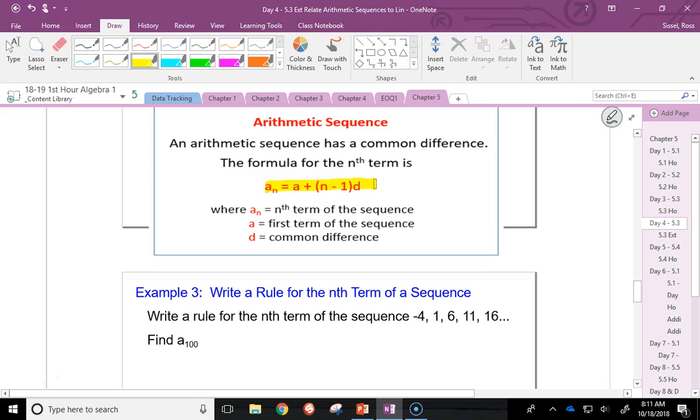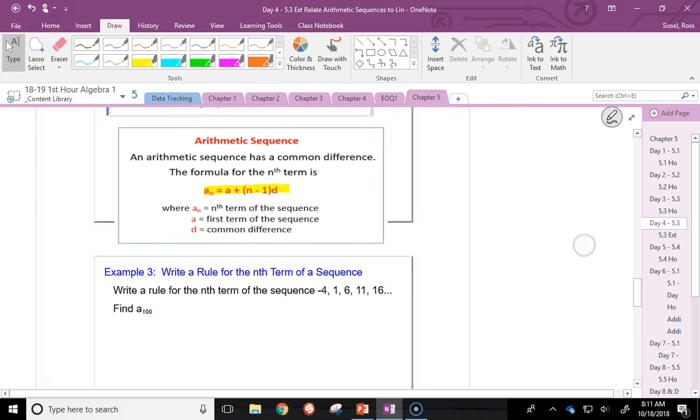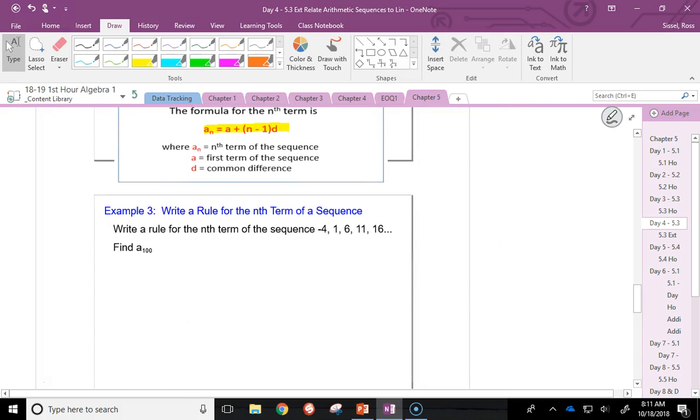A is the first term of the sequence. And then you do N. So let's say I said the 57th term, you do 57 minus 1. And then times our common difference, or whatever our constant rate is, our slope. Still sounds a little confusing, but once we try and apply it, it makes a little more sense. So that's why we do our homework.